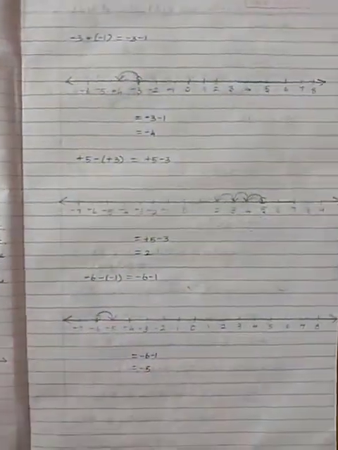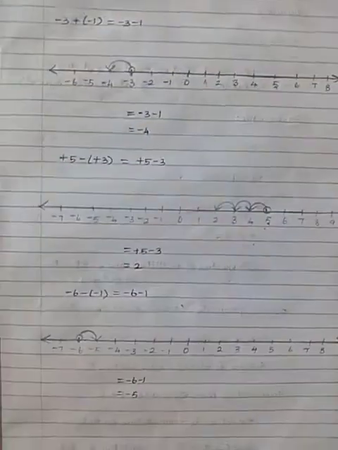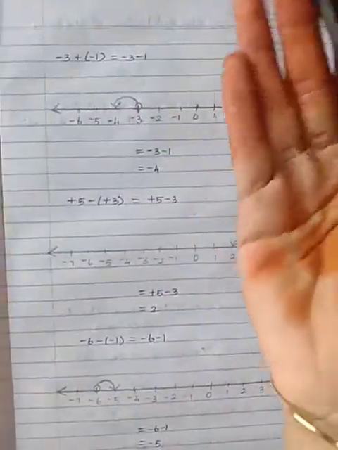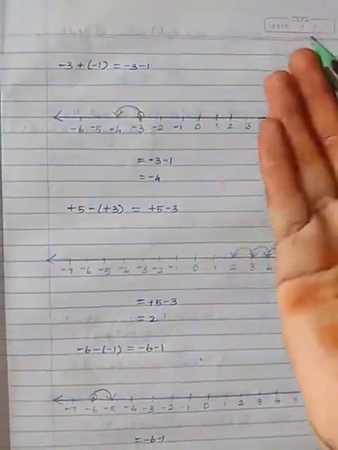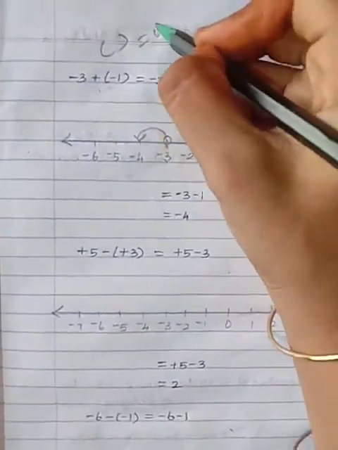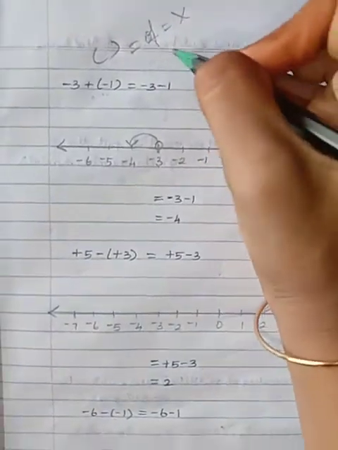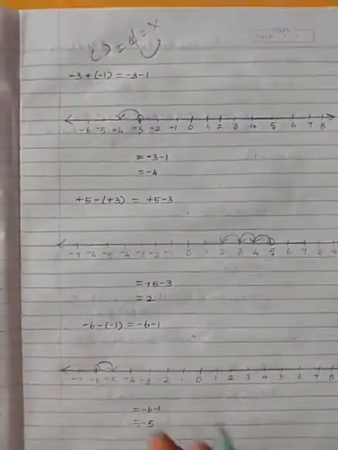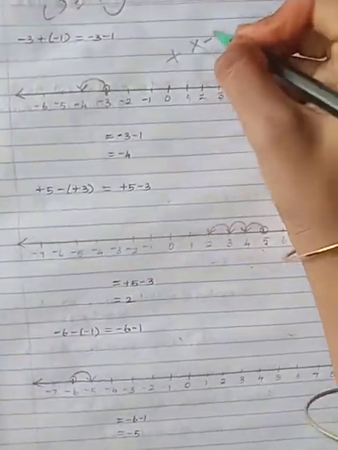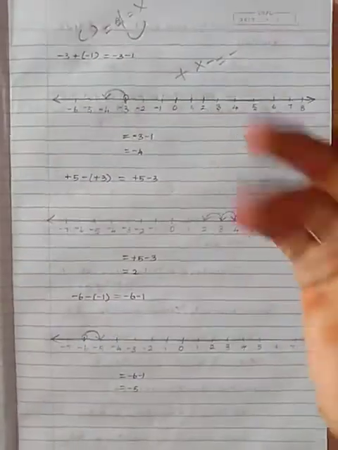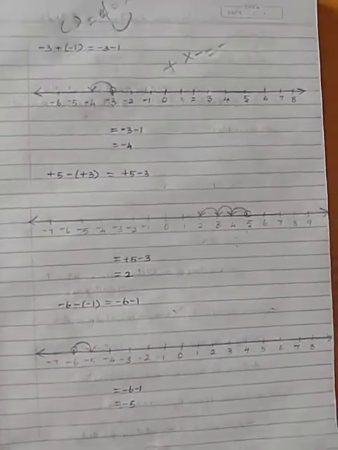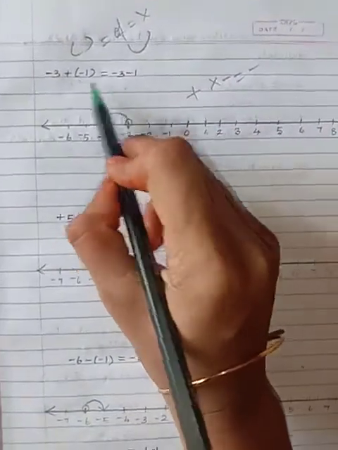Okay. Then here, minus 3 plus bracket minus 1. Here they have given it like this. We have already learned that a bracket represents multiplication. So plus into minus is equal to minus. It will always be minus. So positive into negative will always be negative. So the result is minus 3.